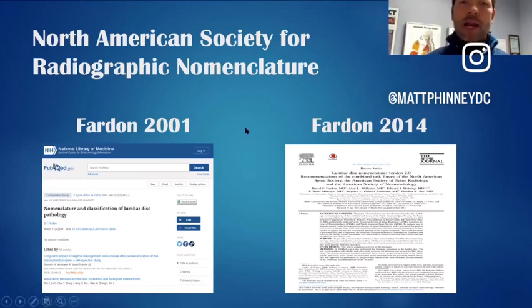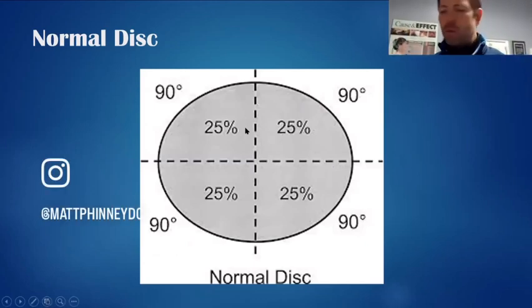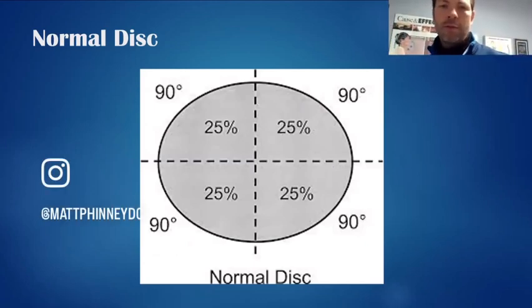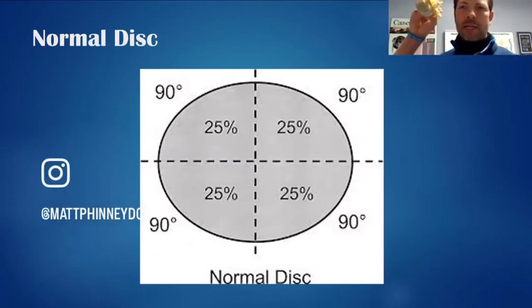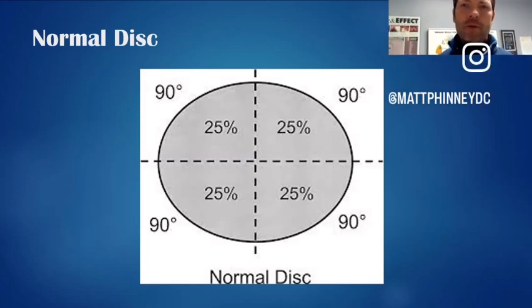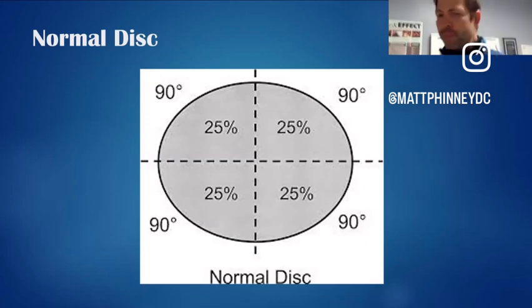So when we look at a normal disc, we break it down into what we call quadrants. There are four big quadrants. This is looking at a disc from the top view angle. And really there's 25%, 25%, 25%, 25%. That's what we're looking at.